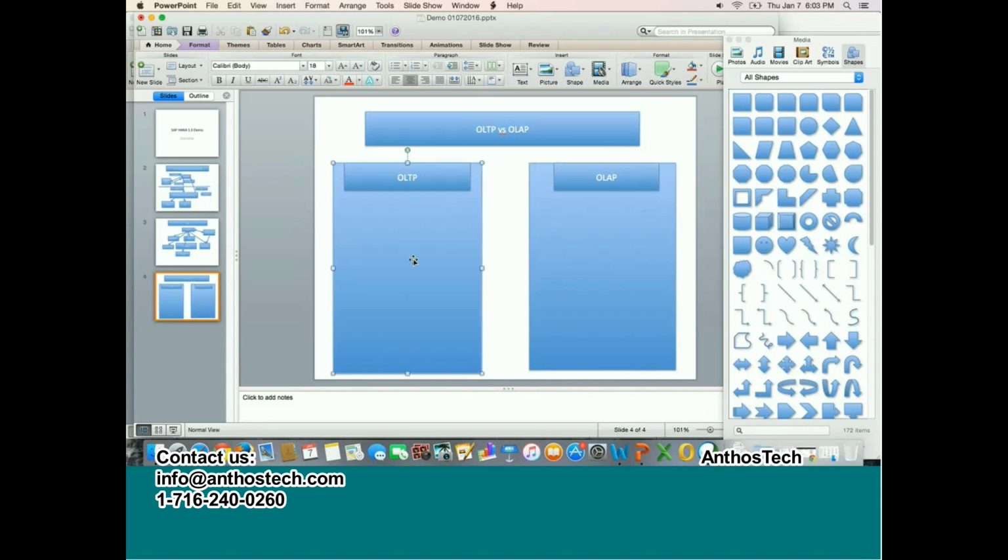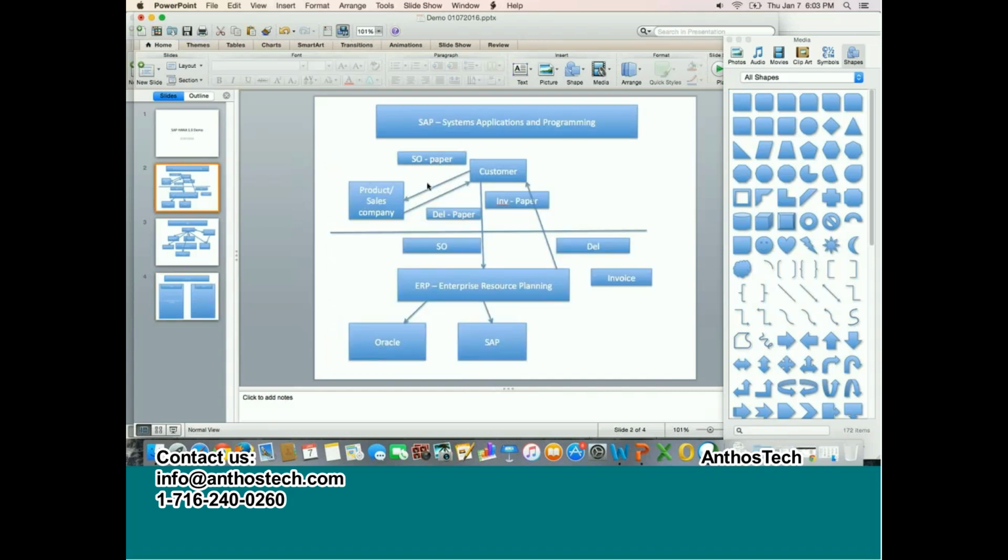So an OLTP system is a system that supports day-to-day transactions. Just like I explained in the very first slide, day-to-day transactions, like in the sales area, creation of a sales order, creation of a delivery, creation of an invoice, all these things. So these are day-to-day transactions or live transactions.